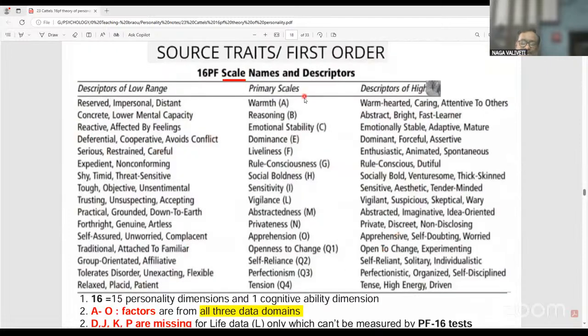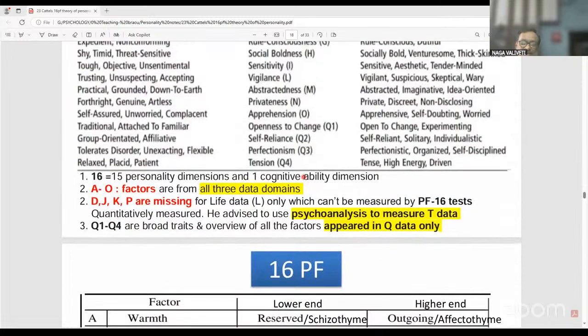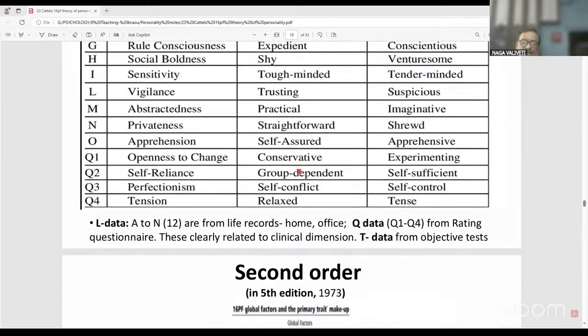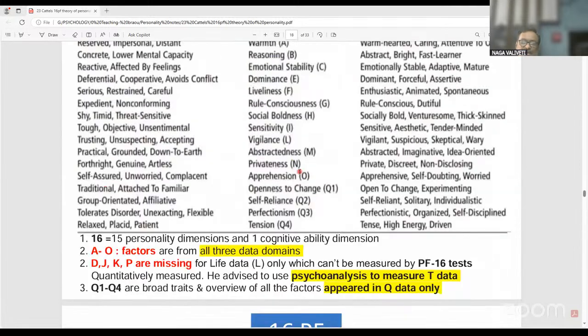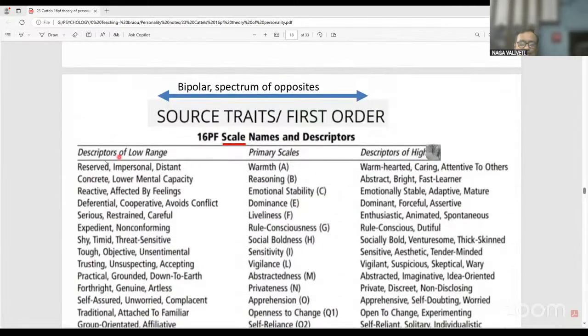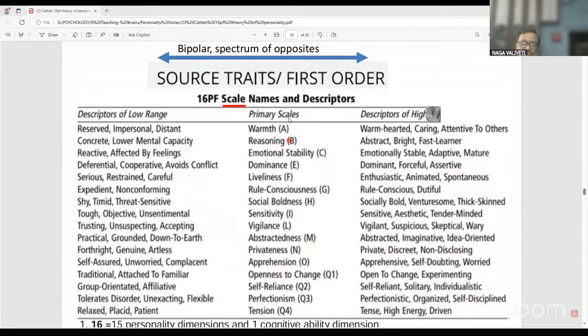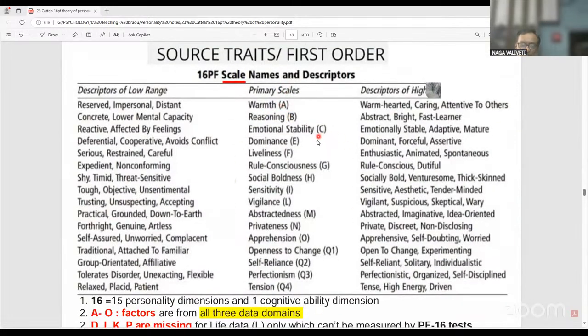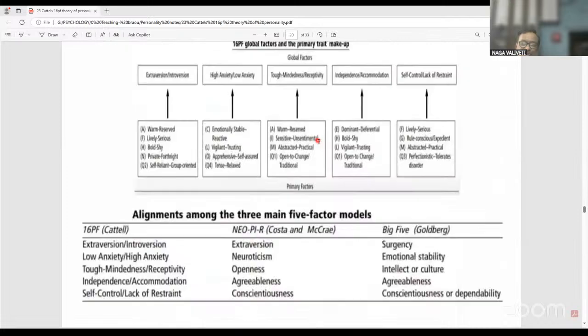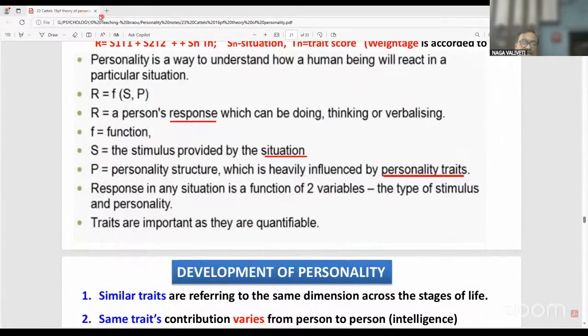For this, he prepared a scale; the 16 PF scale is adopted, and it is bipolar. Depending on the score, it will judge your personality. If high score, these will come. Low score, they will come. Neutral, that means you are balanced, these will be coming. This is about the 16 PF, a highly useful scale.